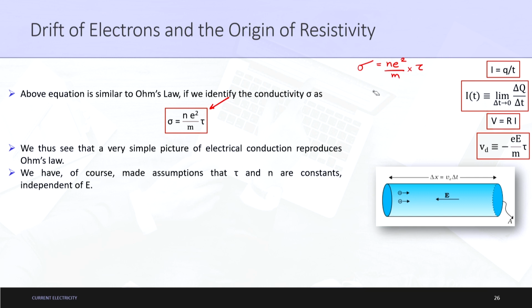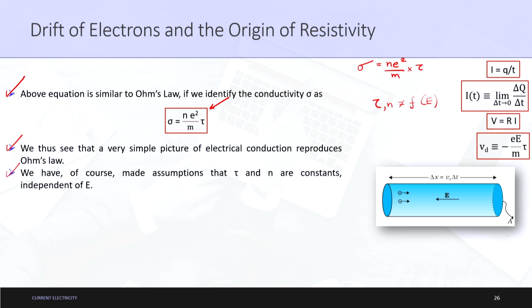Okay. So, the above equation is similar to Ohm's law, in which we identify the conductivity σ as σ = n e² τ / m. We thus see that a very simple picture of electrical conduction reproduces Ohm's law. We have of course made the assumption that τ and n are constant, independent of E. So, we are assuming that τ and n are not functions of E. What is capital E? Capital E is the electric field.